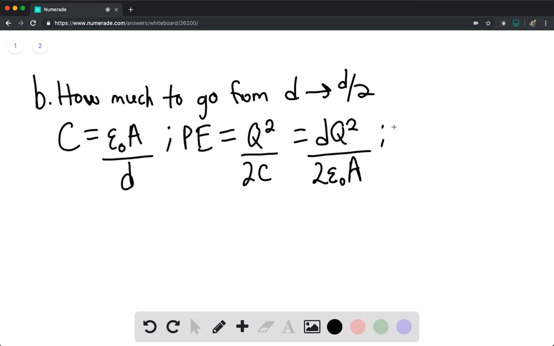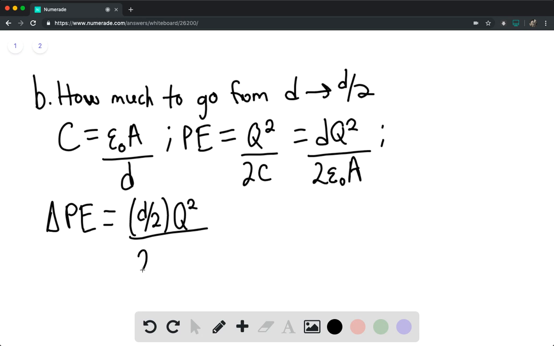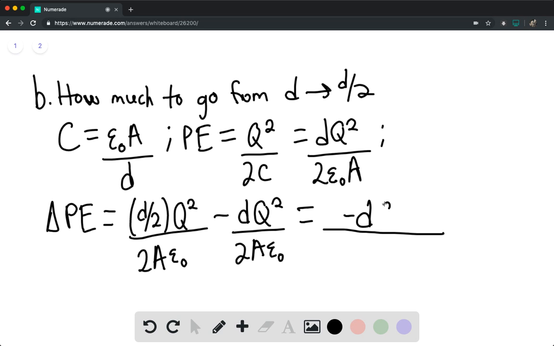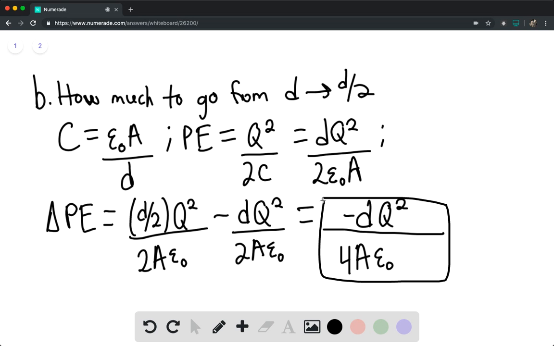And we know that the change in potential energy is going to equal d over 2 Q squared, all divided by 2A epsilon naught, minus d Q squared divided by 2A epsilon naught. And this is going to equal negative d Q squared over 4 times A epsilon naught. So this would be our final answer for the energy needed in order to go from d to d over 2. That is the end of the solution.